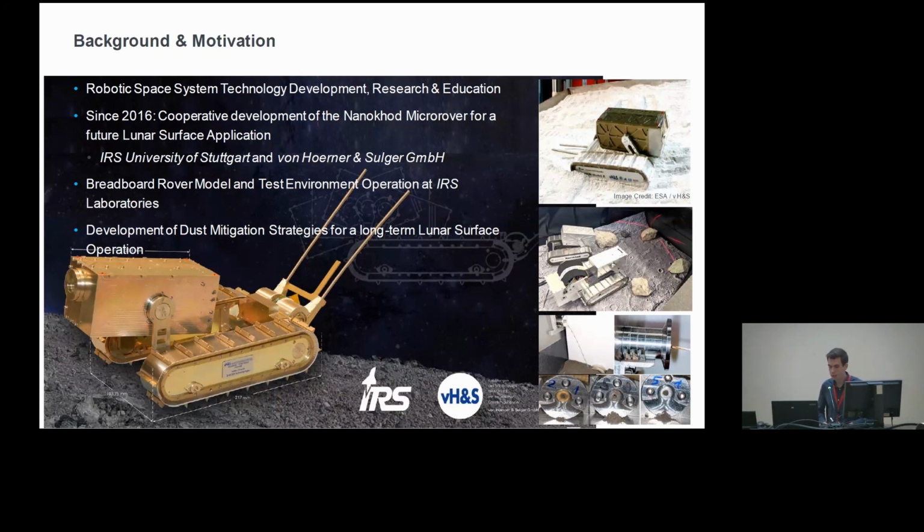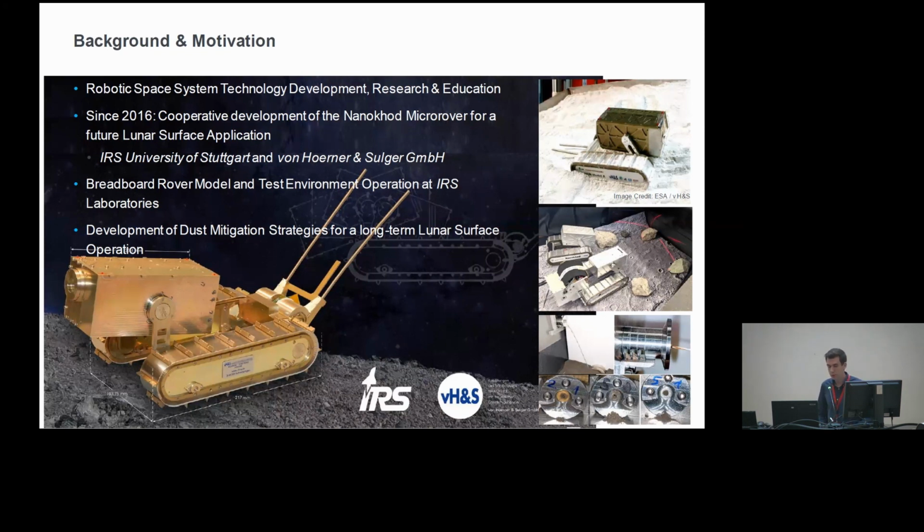It's one of the largest institutes in Europe. And since 2016, we developed the Nanocode microrover. It's a lunar microrover with a tether, and we developed it in cooperation with von Höhnert and Sölgert. We are at a state where we have a bedrock model and test the rover within a specific test environment. The rover is developed for long-term operation on the lunar surface.